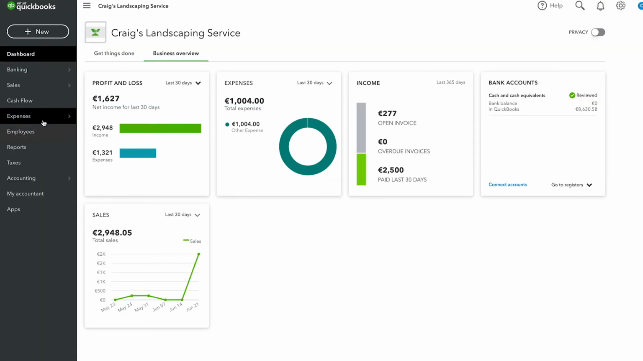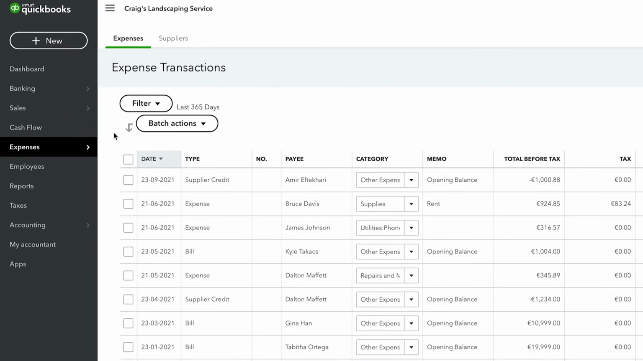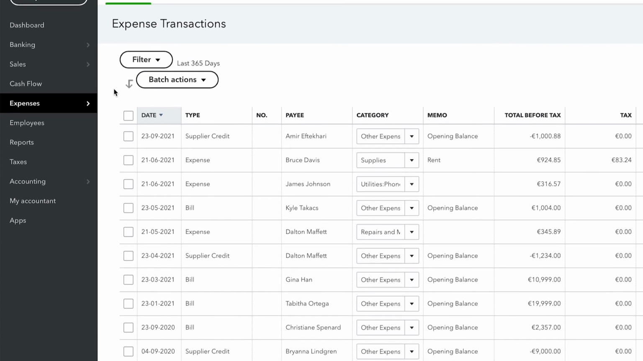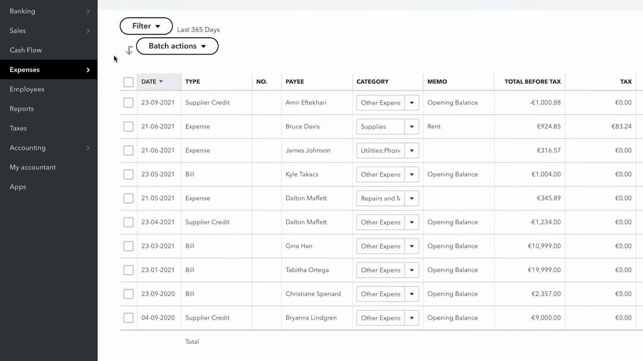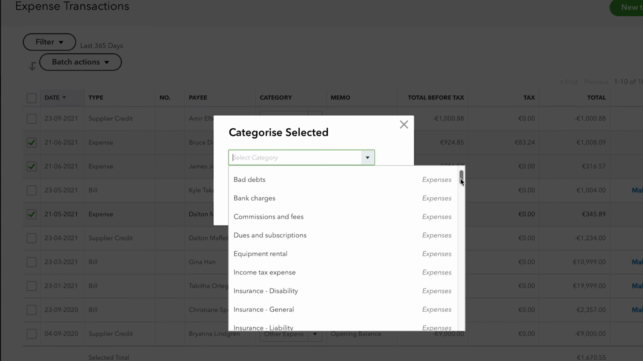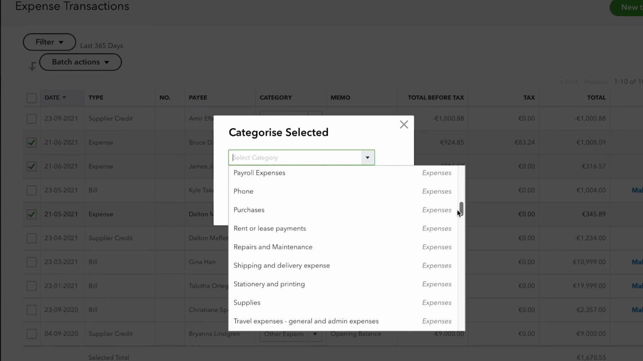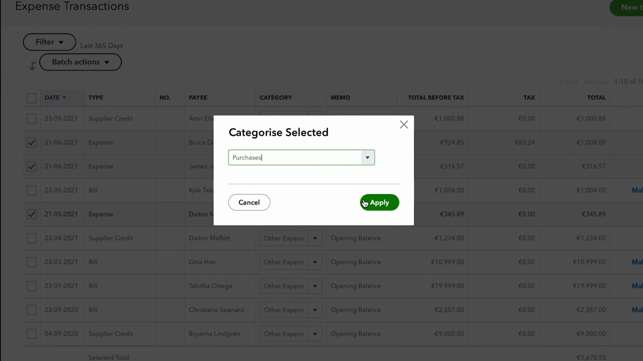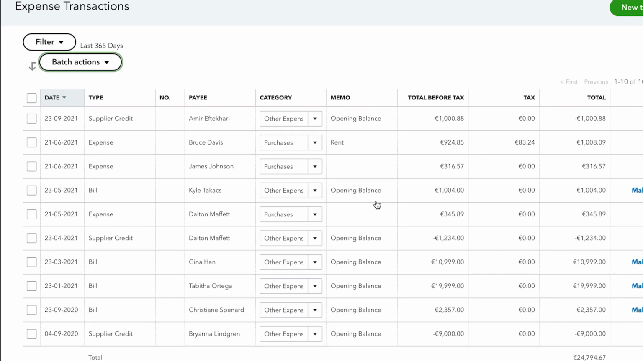Finally, one last tip about categorizing transactions. Whenever you look at the expenses list, there is an option for you to change the categorization of multiple transactions. If you've made a mistake and categorized many transactions improperly, you can select their checkboxes here and click Batch Actions and then Categorize Selected. This allows you to recategorize a batch of transactions with a different expense, cost of sales, asset, or other account. Remember to categorize transactions so that they'll be meaningful to you later on in your reports.